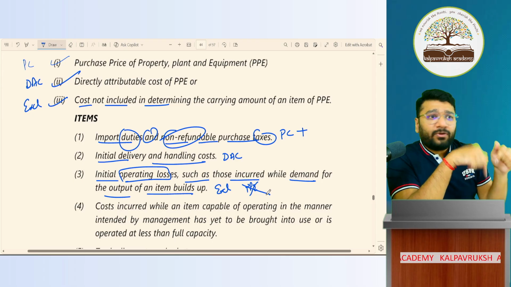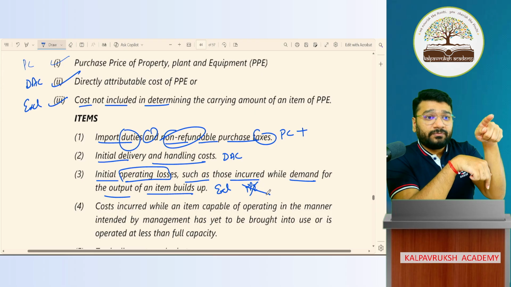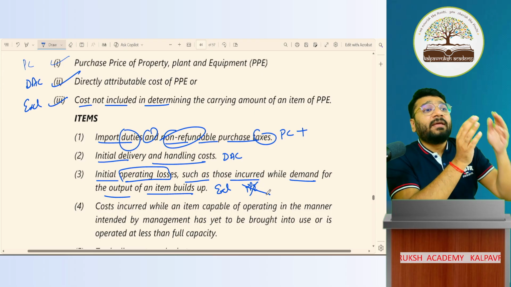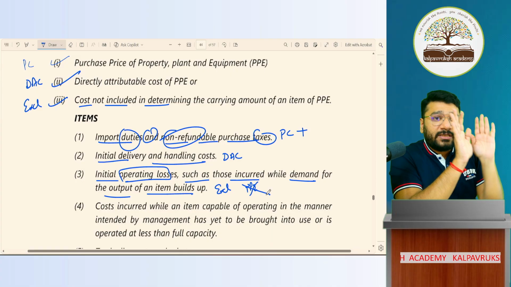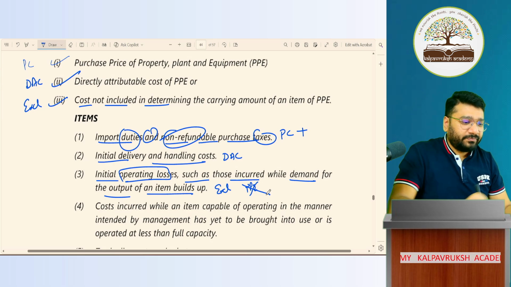I'm not saying this only for accounts, but for any other subject that you're opting for, not just Inter, I'm talking about Final also. Please select the faculty who teaches you properly, even though the timing is extra, it's worth it. Got it, not got it? Shortly, we'll do sums now.